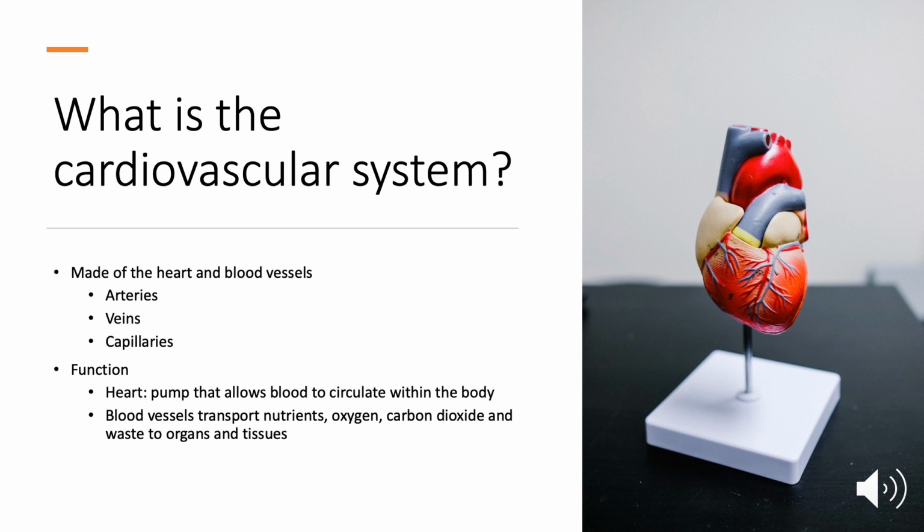From the image on the right, you can see that the heart is the muscular portion. Meanwhile, the blood vessels are the tubular portions. The blood vessels include the arteries, veins, and capillaries.